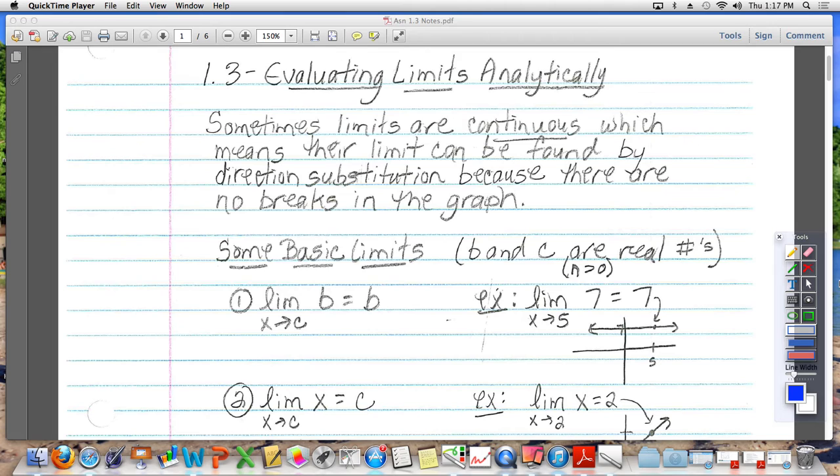Forever. Just keep going and going and going. That means there's no breaks, there's no asymptotes. The graph just keeps going and going, which typically is a polynomial. Just a regular old polynomial goes on forever and ever, and its limits are very, very easy to compute. So what we're going to do today is talk about some tricks and some patterns and some really basic limits, starting with this one right here.